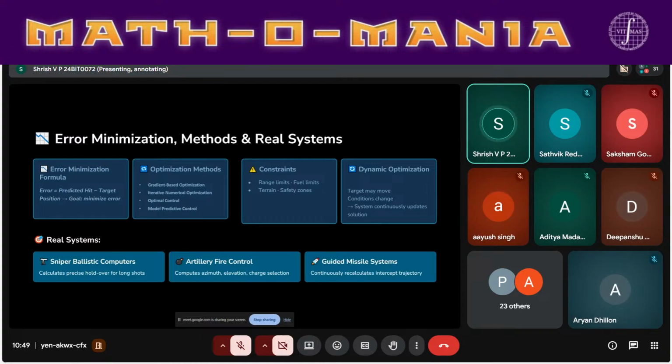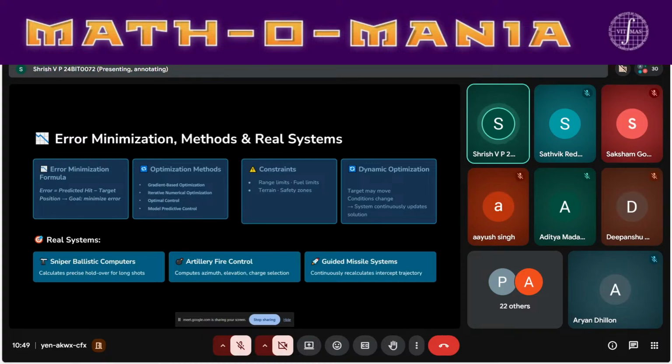The second one is gradient-based optimization, which is also known as continuous optimization. This is used in advanced artillery systems and missile trajectory shaping. The main idea behind this is that they move parameters in the direction that reduces error fastest. And the next one is the optimal control optimization technique, which is mainly used in guided missiles and interceptor systems. The main idea is that instead of choosing one parameter, we optimize the entire trajectory over time.